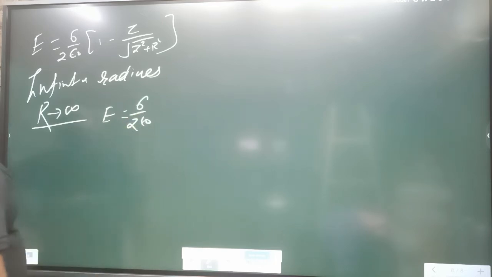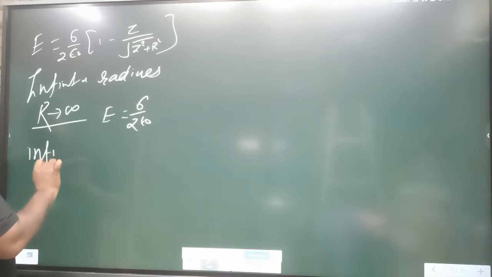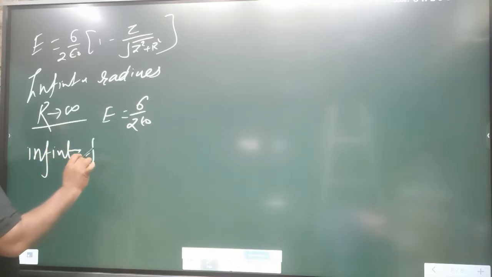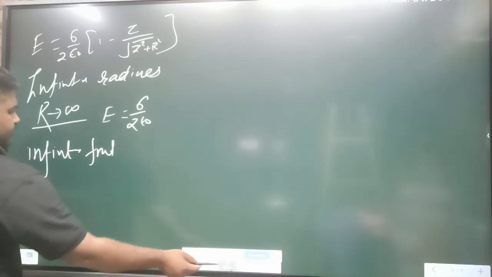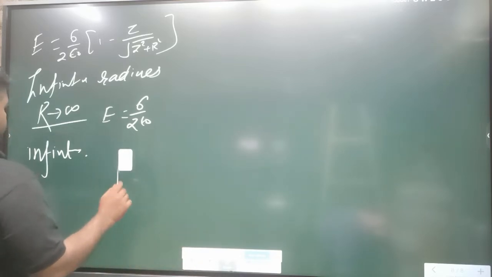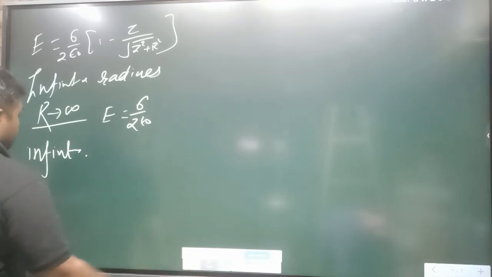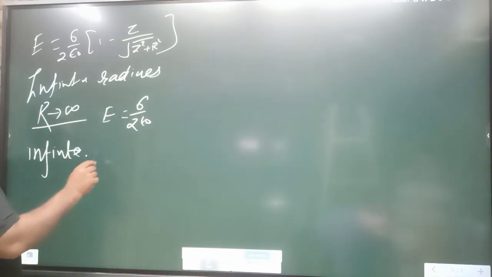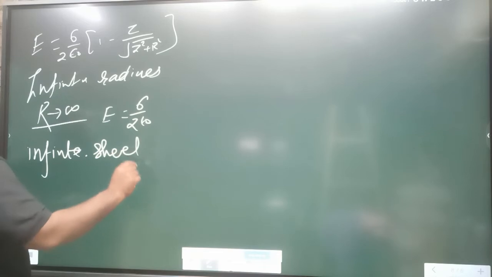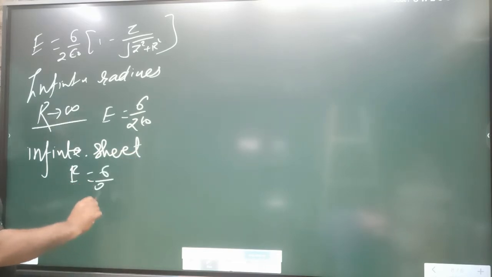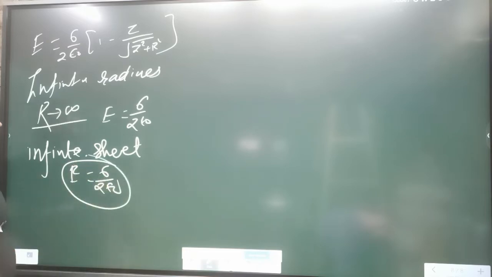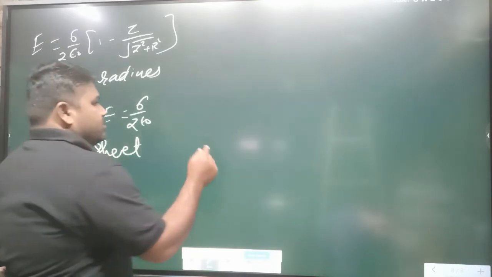As distance increases, the electric field is independent of distance, constant. This becomes an infinite sheet, a sheet of charge. Always memorize the infinite sheet electric field: sigma by 2 epsilon naught.